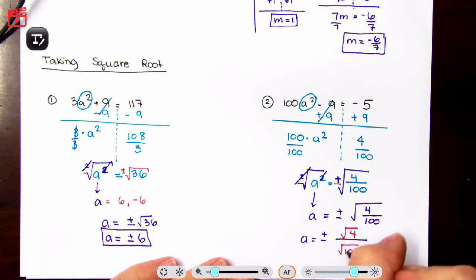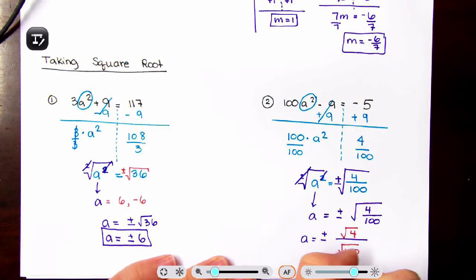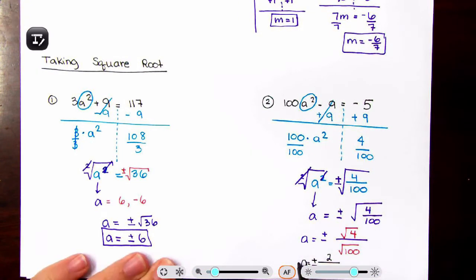So you are allowed to separate this out. So then what is the square root of 4? Square root of 4, oops, there should be an equals, is 2. What is the square root of 100? That is 10. Now I'm going to bring it up here.